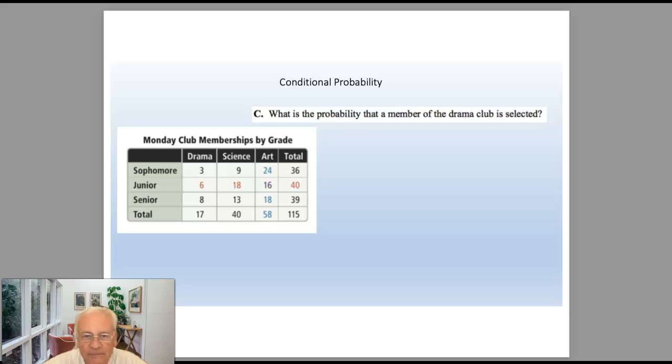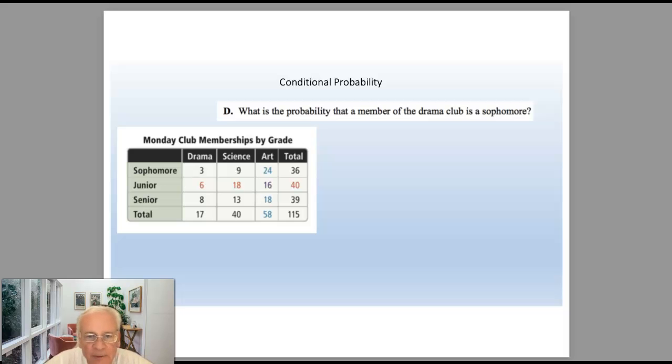All right, here's another one. What's the probability that a member of the drama club is selected? That's not conditional. That's just from all the students. I'm going to pick one. What's the probability that I'm going to pick a member of the drama club? The total again is 115. That number goes on the bottom. And the drama club, it looks like there's 17 of them. So 17's on top, 115 on the bottom. It's 15% roughly. Round it off.